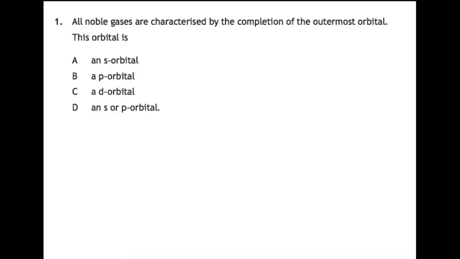However, at the top of the noble gases is helium. The last orbital to be filled for a helium atom is an s orbital, not a p. So that means that our answer is in fact D.